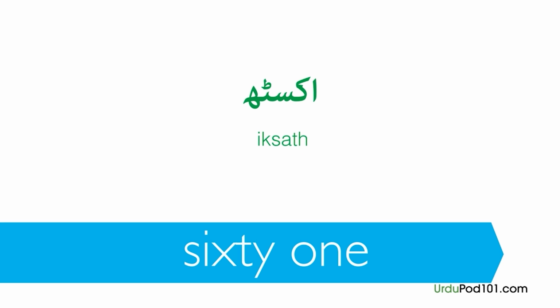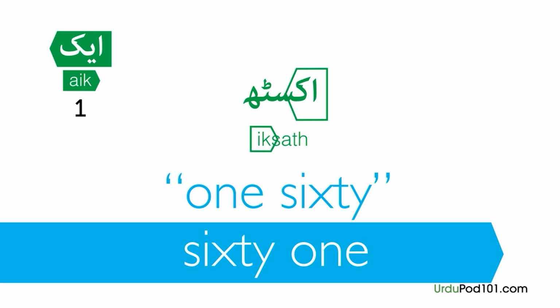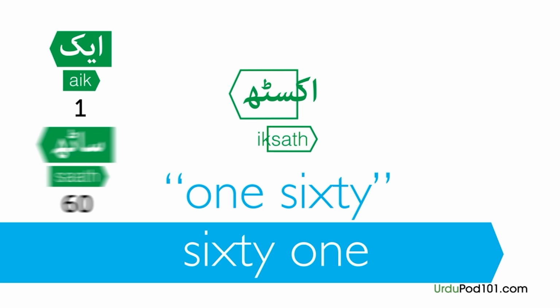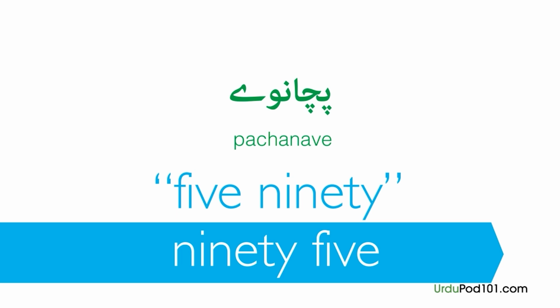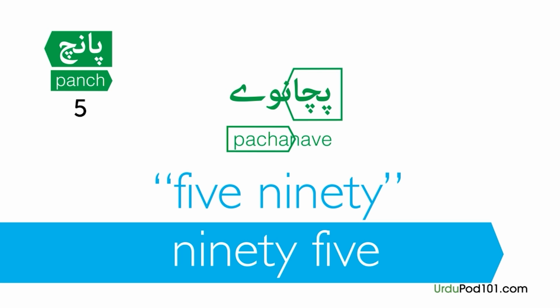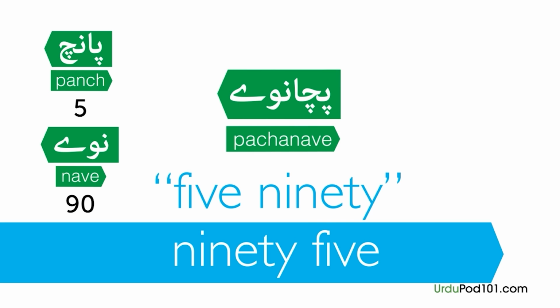61 is iksat, which is literally read as 1-60. Ik is a variation of ek for 1, while sat is a variation of sat for 60. Ik, sat. Let's look at one more number, 95. In Urdu, it is 95, which is literally read as 5-90. Pacha is a variation of panch for 5, and 90 is a variation of 90. 95.